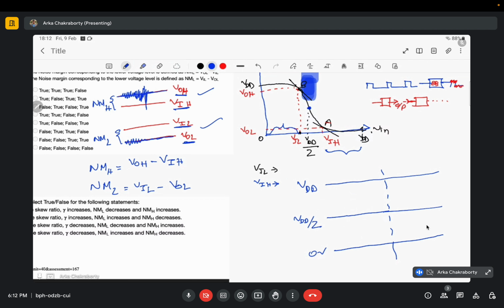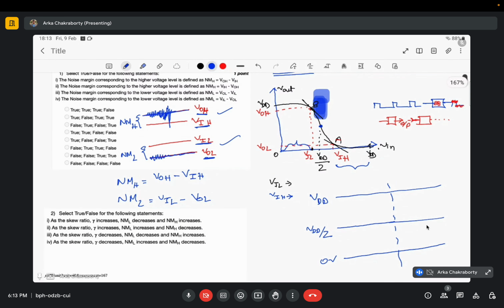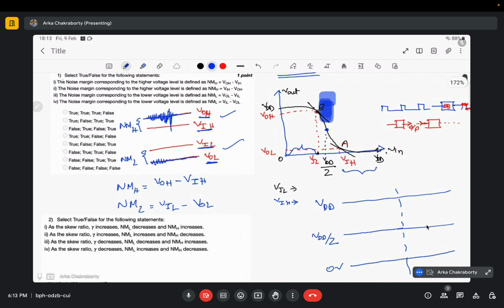If you guys have any confusion, you can just stop me, and I will be more than happy to discuss it further. Okay. So the first statement was the noise margin corresponding to the higher voltage level is defined as V output high minus V input high. We can see it is defined as V output high minus V input high. So the first statement is true.